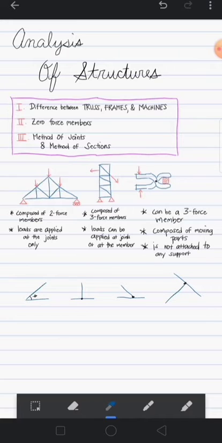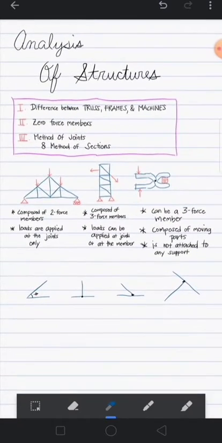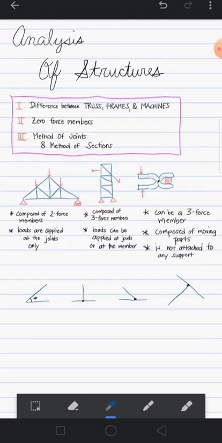So let's go to the first discussion. What is the difference between truss, frames, and machines? In statics, these are what you will most likely hear and read: truss, frames, and machines. They are similar in the way of solving, but what is really the difference? For trusses, the main assumption is that they are pin jointed at every end, can rotate smoothly, with a frictionless assumption. And then a truss is composed of two force members.